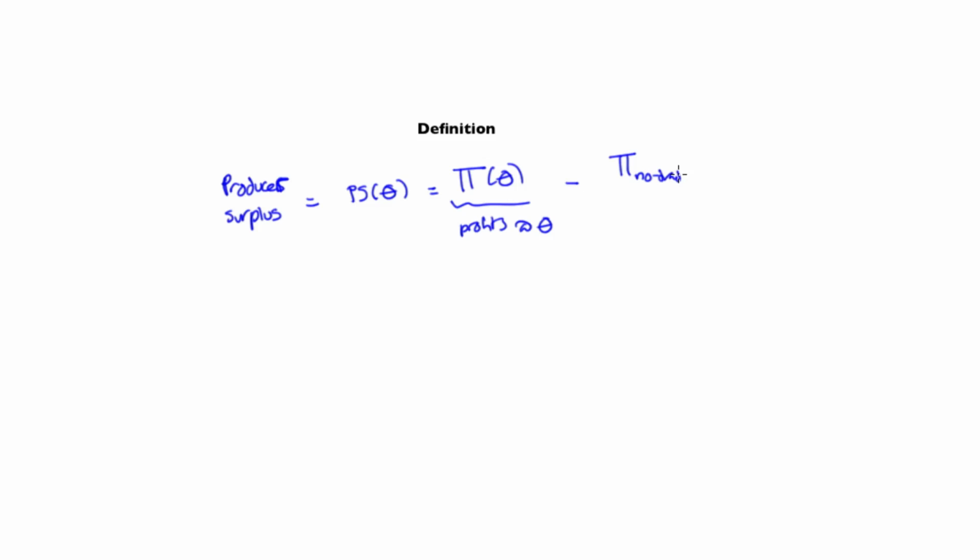In the same way that we had a notion of the well-being that consumers got from trading in any situation, we're going to have a similar definition for firms, which is going to be called producer surplus, which is also going to tell us how much better off they are by being able to trade at whatever policy they are facing. So we're going to call the producer surplus PS at any situation theta just the profits that they get at theta, minus the profits that they get at no trade or no market.